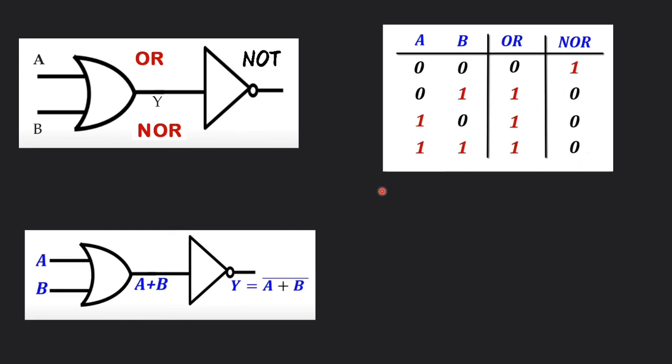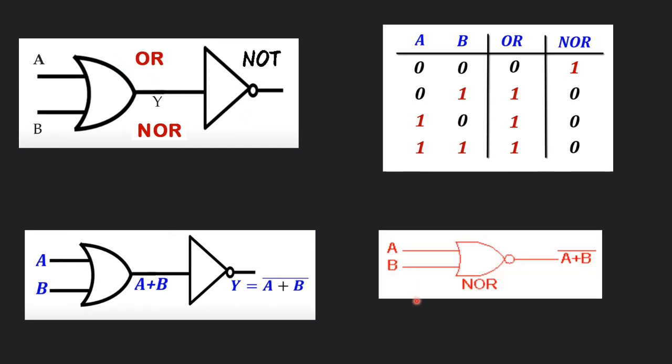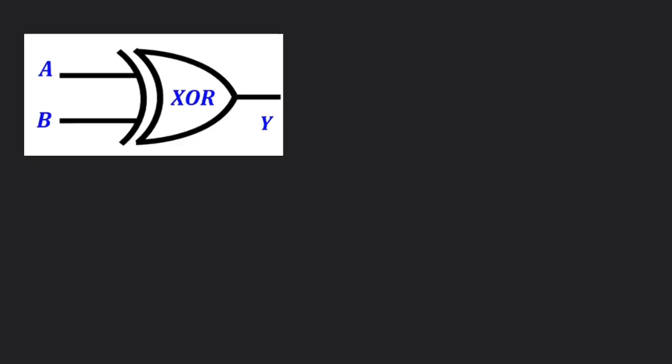So this is the simple understanding of a NOR gate. This figure indicates the symbolic representation of a NOR gate. Now move on to the XOR gate. This figure is the symbolic representation of the XOR gate.